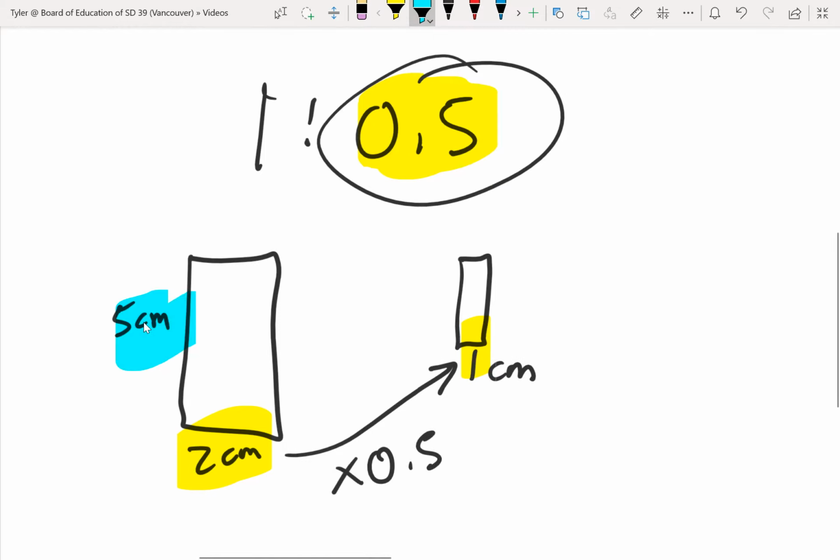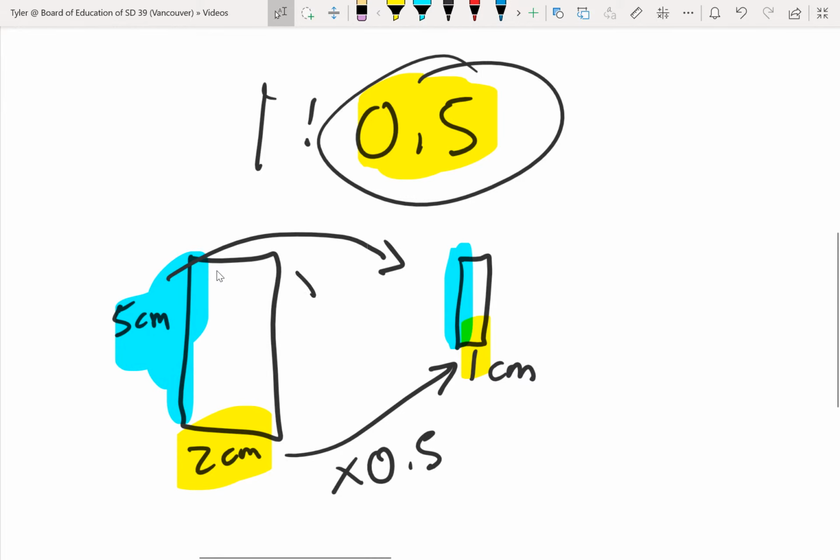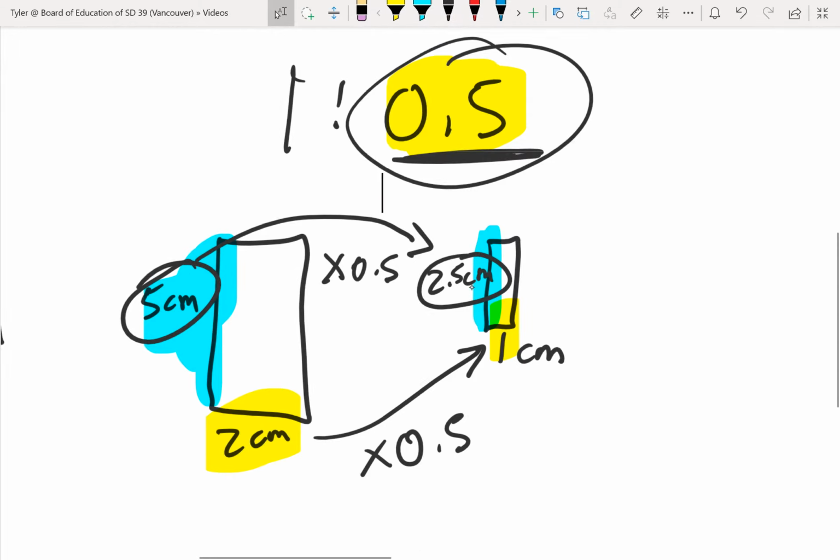Then I'm going to take this side. It matches up with this side over here. And I'm going to multiply it just like we did before by 0.5. So this is going to turn into 2.5 centimeters. These two numbers together, we're not going to multiply them together, anything like that. That's not how it works. Okay? We find which side matches, and we use the scale factor to change it.